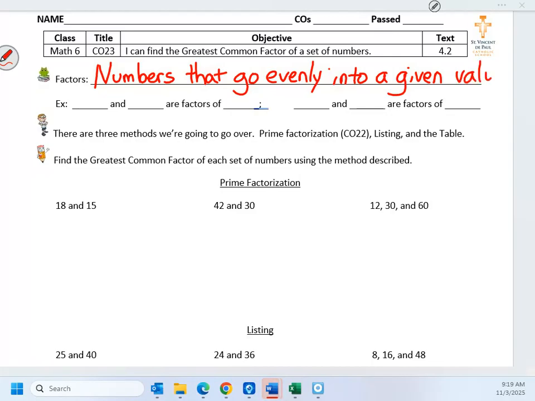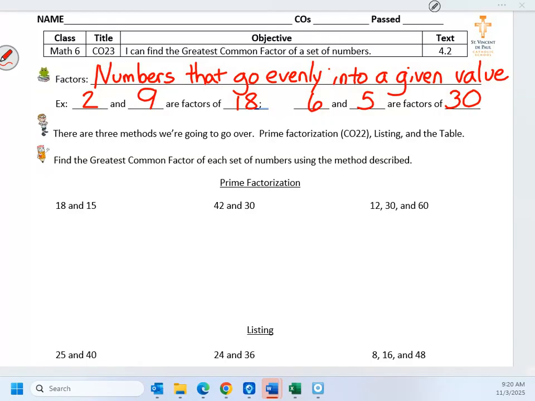So think about all those factor buddies we were talking about. Is it divisible by 9? Is it divisible by the 5? Is it divisible by the 3? If it is divisible by those numbers, they are factors of that number. So examples might be 2 and 9 are factors of 18, because 2 times 9 equals 18. Or maybe 6 and 5 are factors of 30.